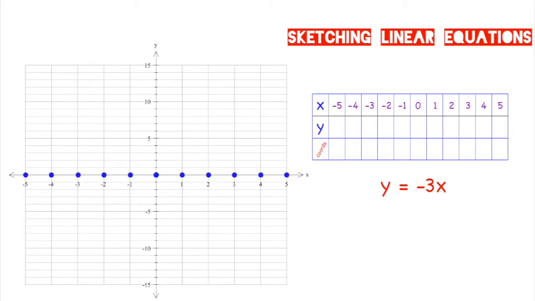Looking at the equation, or the how high rule of y equals -3x now, each x coordinate is multiplied by -3 and moves to this height along the y-axis.